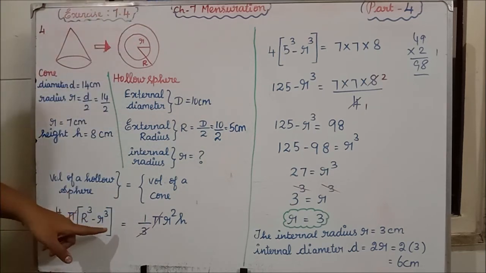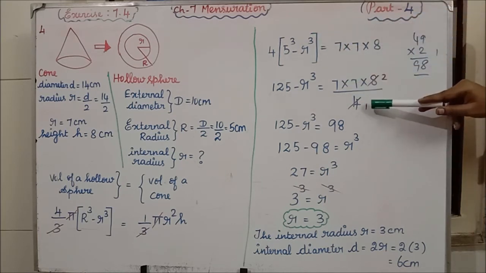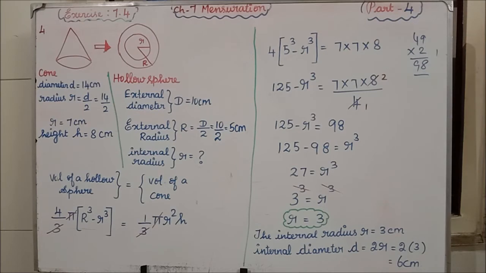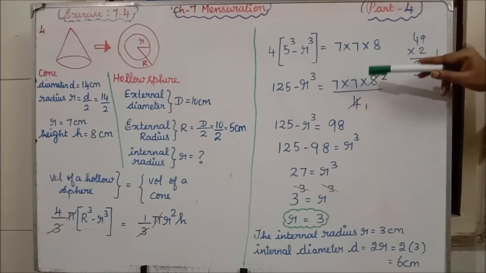This is equal to r square into h. The radius of the cone is 7, so 7 into 7 into height. Height is 8 centimeter. So I have written 4 into 5 cube minus r cube is equal to 7 into 7 into 8. Now that 4 I am dividing, because it is in multiplication. So remaining is 5 cube, which means 125, minus r cube is equal to 7 into 7 into 8.